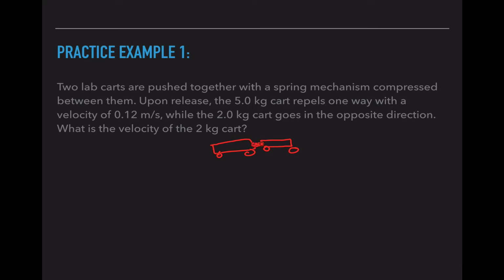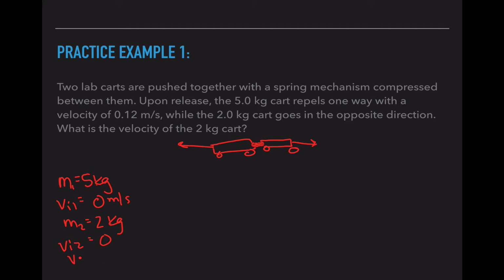We have them together with a spring in the center. The 5 kilogram cart travels this direction, and the 2 kilogram cart travels in that direction. So I'm going to list my knowns and unknowns. Mass 1 is 5 kgs. Initial velocity 1 is actually 0 because we are starting at rest. Mass 2 is 2 kgs, and initial velocity 2 is 0.